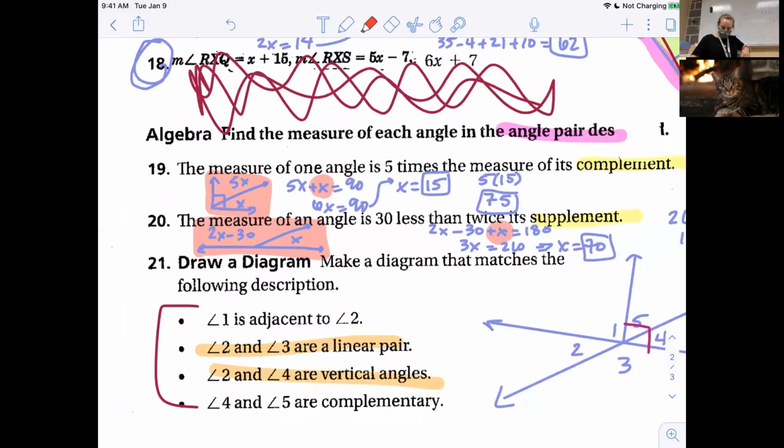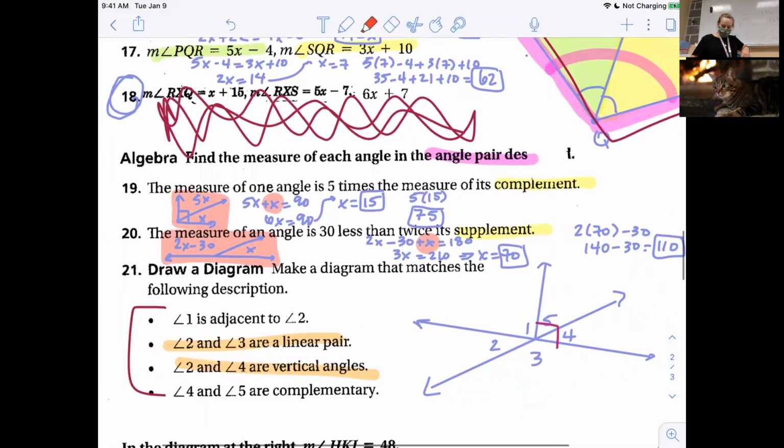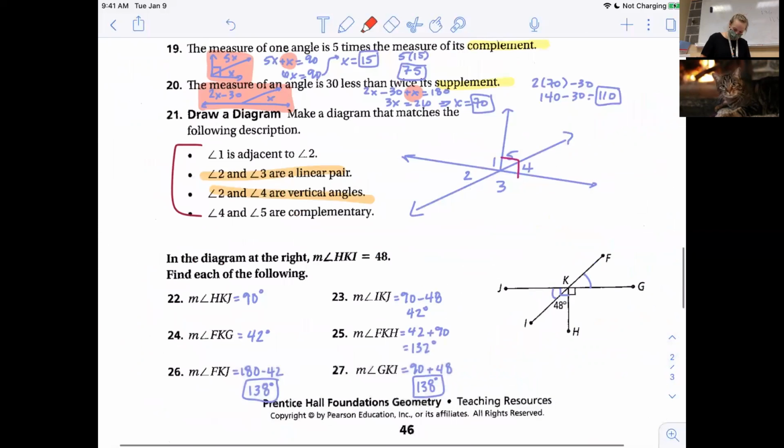That's a common mistake I don't want you to make. And then again, I can check my work. I can do 2 times 70 minus 30, and that's 110. 110 plus 70 is 180. Okay? Last couple.